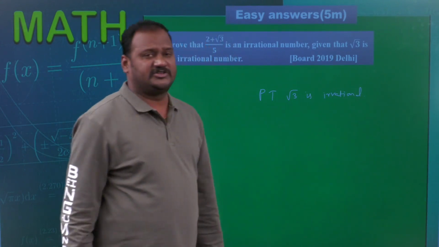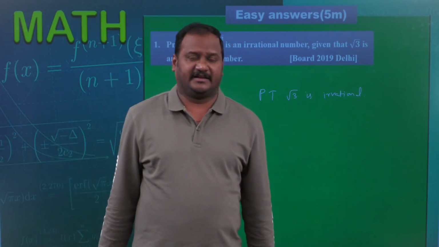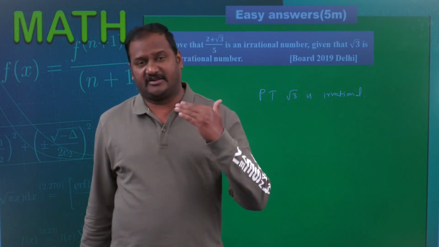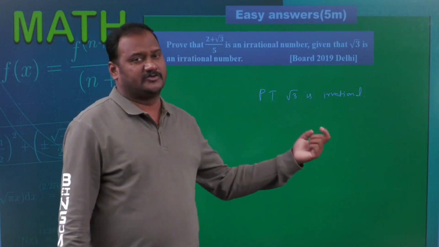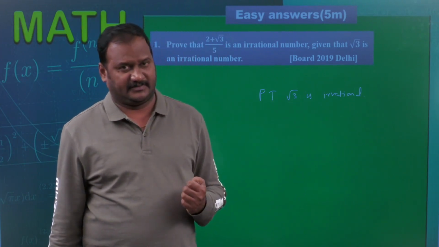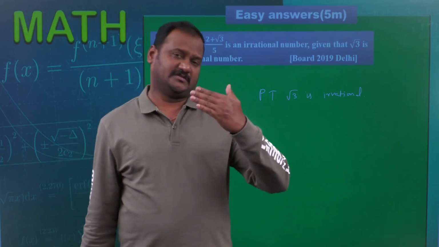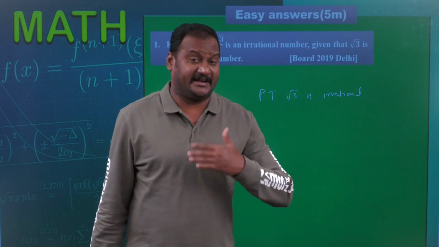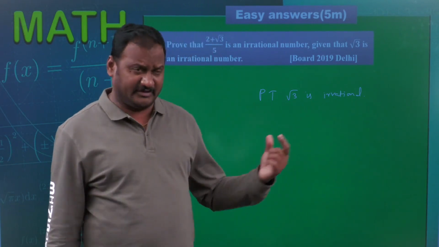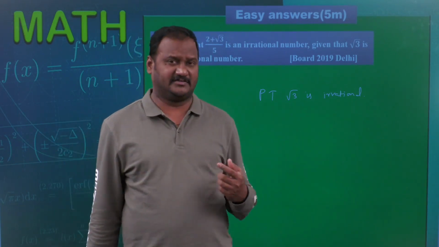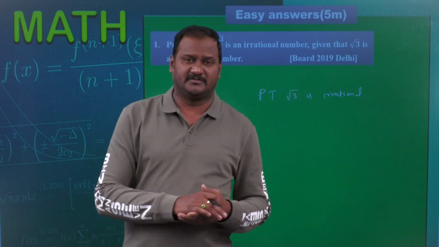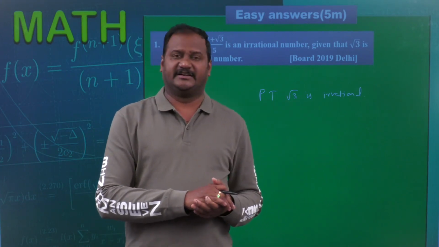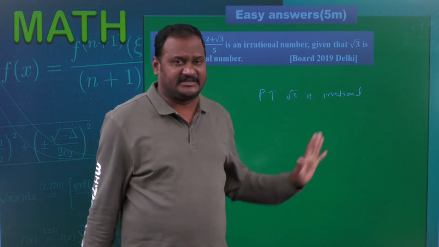In order to prove that √3 is an irrational number, we have to follow a systematic way, that is the indirect method of proof. By the indirect method of proof, we will prove that √3 is an irrational number. Of course, we will have one problem like that, and we will definitely discuss this kind of problem completely.